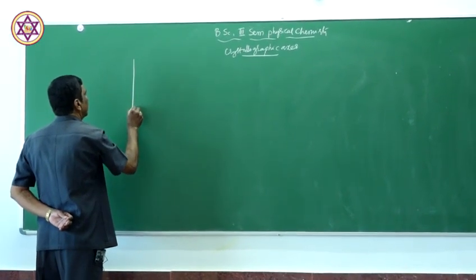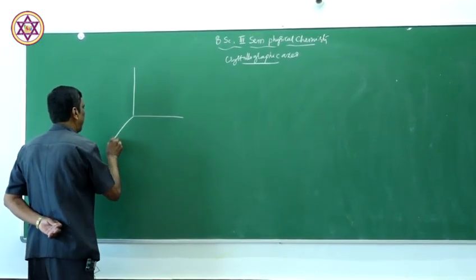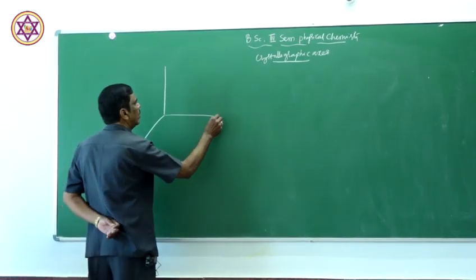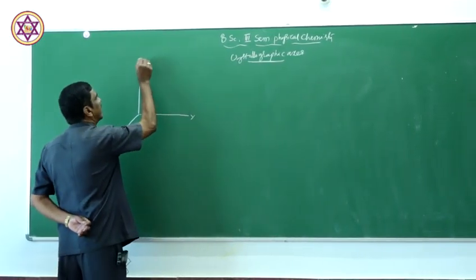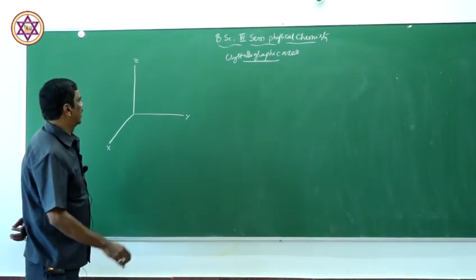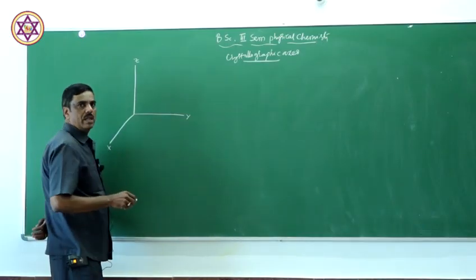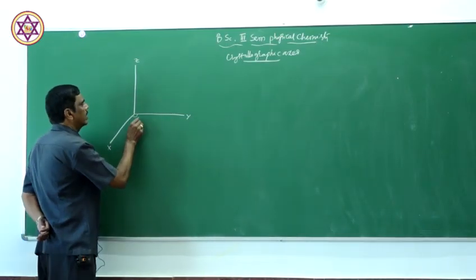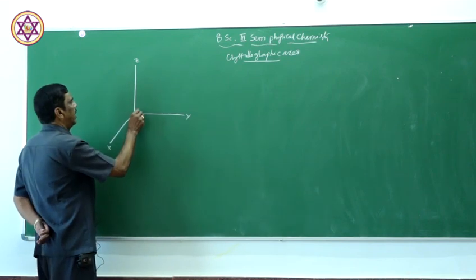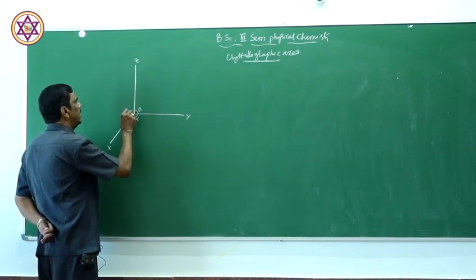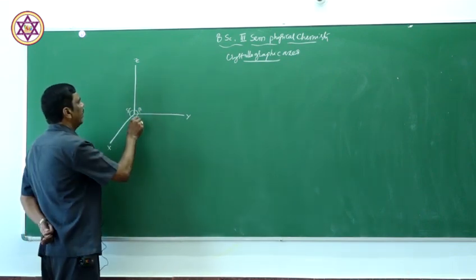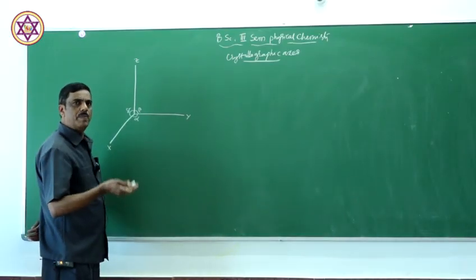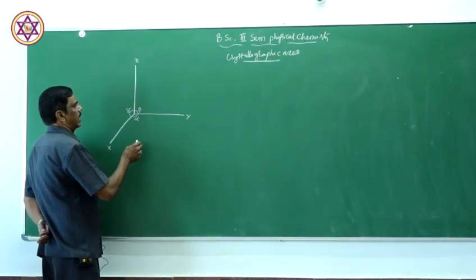z axis, y axis and x axis. This is x axis, y axis and the z axis, a 3-dimensional plane. Now, this is the origin of the axis, and this angle between x and y is called alpha, this is beta and this is gamma. These crystallographic angles may vary depending upon the structure of the crystal.